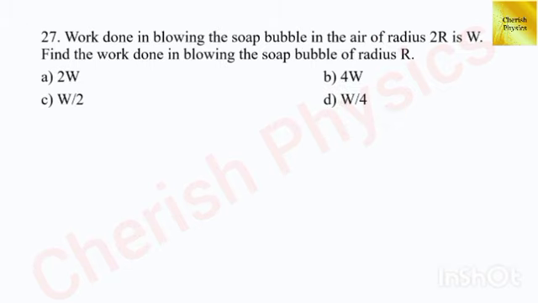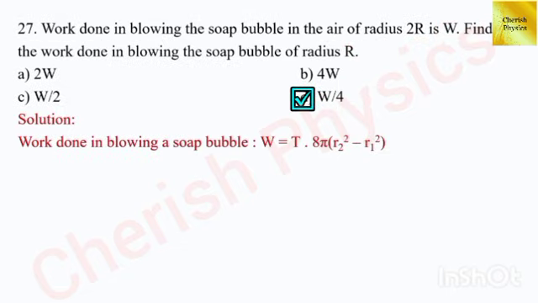27th question. Work done in blowing the soap bubble in the air of radius 2r is W. Find the work done in blowing the soap bubble of radius r. The answer is W divided by 4. Let us see the solution.